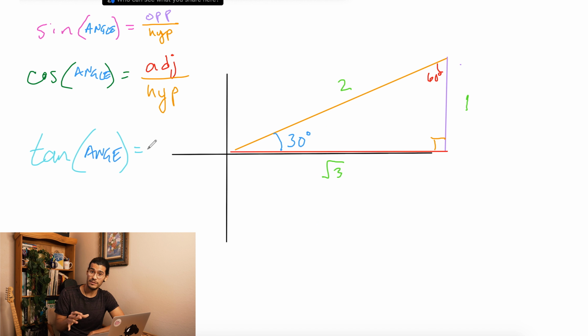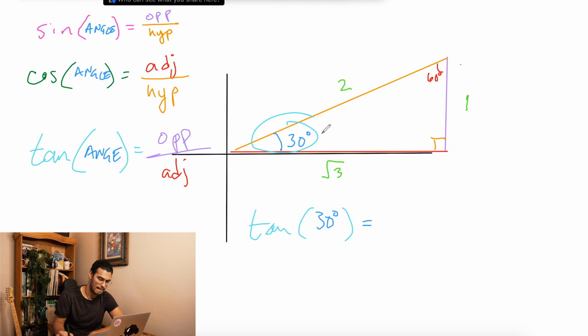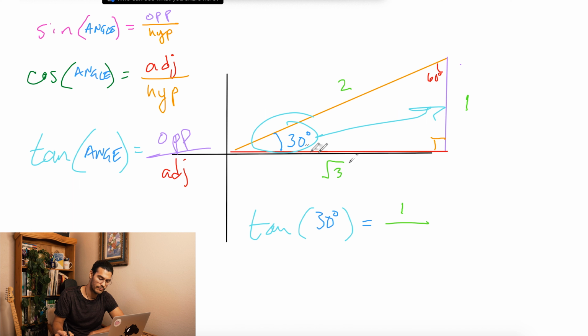Okay, so the last one we have to learn is tangent. When we talk about tangent, we're talking about opposite over adjacent side. So if we wanted to know the tangent of 30 degrees, well, again, we're starting from 30 degrees. The opposite side is 1. From 30 degrees, the adjacent side that's not the hypotenuse is root 3.